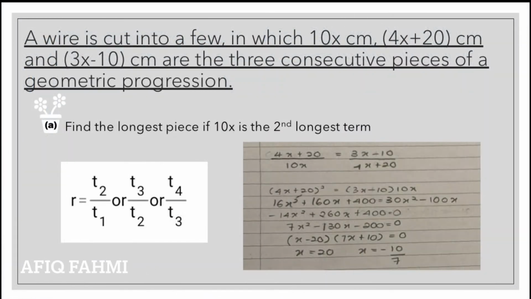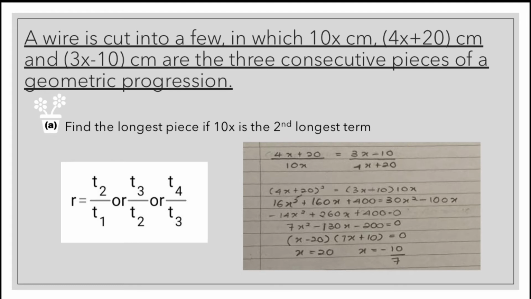So, a wire is cut into a few pieces in which 10x cm, 4x + 20 cm and 3x - 10 cm are the three consecutive pieces of a geometric progression. First question, find the longest piece if 10x is the second longest term. We know that in a geometric progression, the first term is the longest or the biggest number. So, how can we find the longest piece if the other terms have variables?